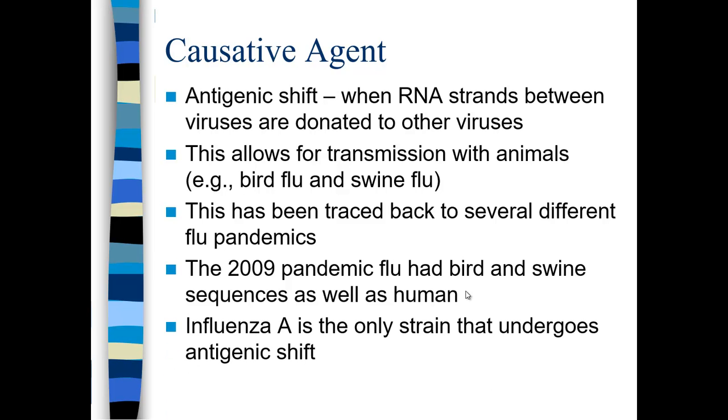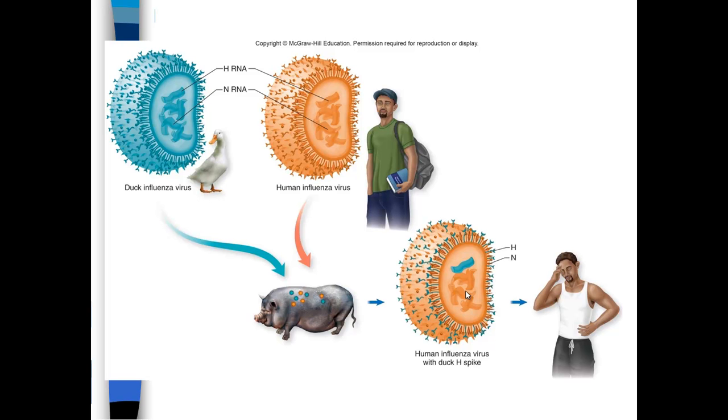Okay, and this is always influenza A. It's not B or C. It has the ability to receive and donate DNA, and that causes a severe problem in terms of epidemiology. Okay, and so the H and N RNA then can be exchanged. Duck influenza was picked up by pig. Duck did not transmit to human. Human influenza was picked up by pig, and then you got a different strain, and you got human influenza with a duck H spike.